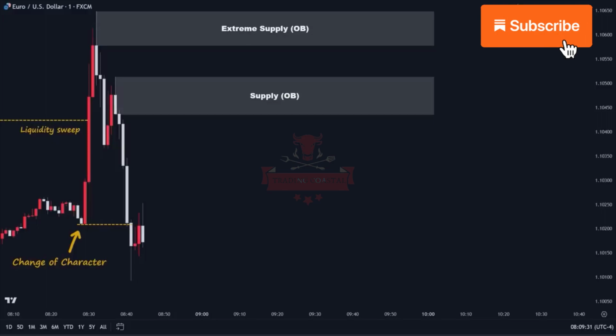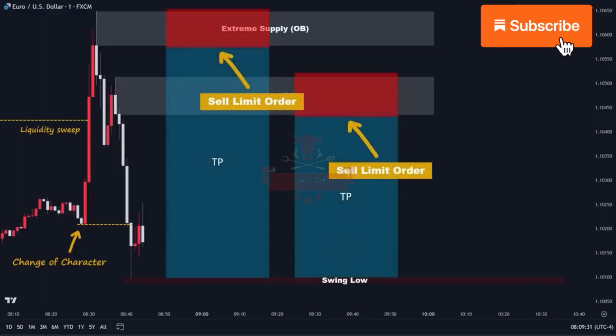To achieve this, I'm placing sell limit orders at the lowest points of both order blocks. To ensure risk management, I'm setting the stop losses a few pips above the highest point of the order blocks. As for the take profit targets, I've decided to set them at this recent swing low, as I anticipate that price will move in that direction.